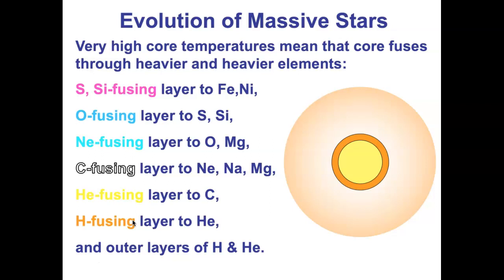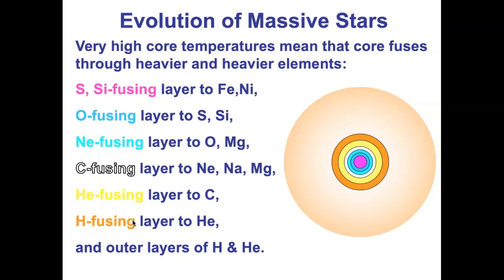So that star will burn hydrogen into helium for 20, 50, 100 million years. It'll only burn helium into carbon for a few million years. It'll only burn carbon into neon for a few thousand years. It'll only burn neon into oxygen for a few years. And it'll burn oxygen into silicon for a few months. And then it'll burn silicon into iron in a few days.